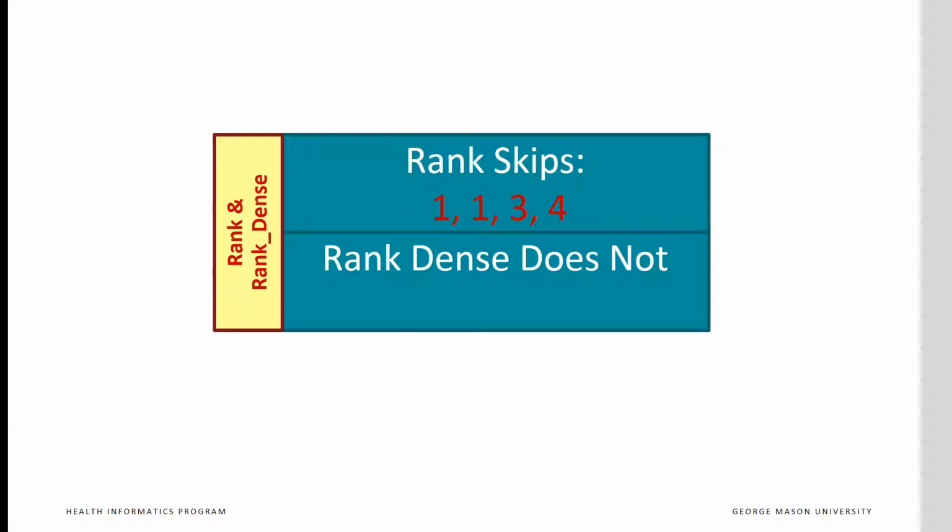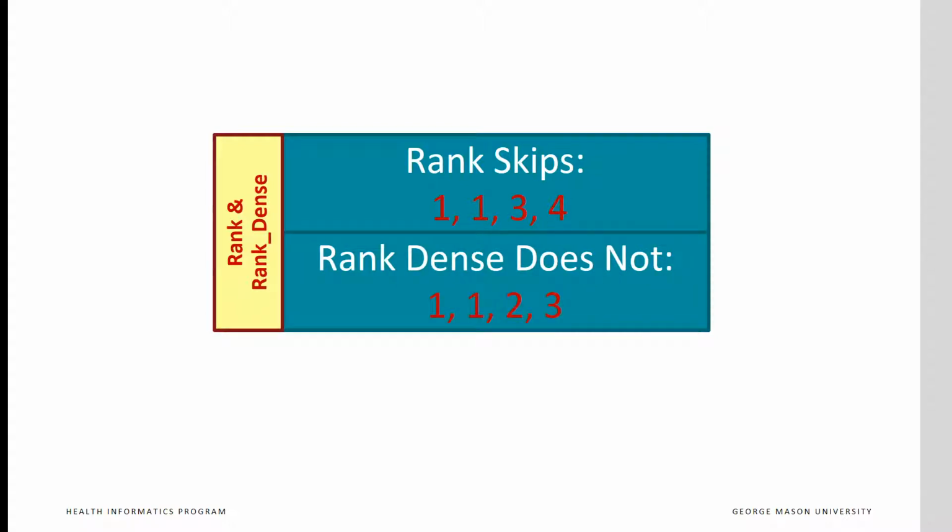For example, if two records are ranked to occur at the same order at rank 1, then the rank function will assign rank 1 to both of them and skip rank 2 and assign rank 3 to the next record. In contrast, the rank dense will rank the first two at 1 and start the next one at 2.